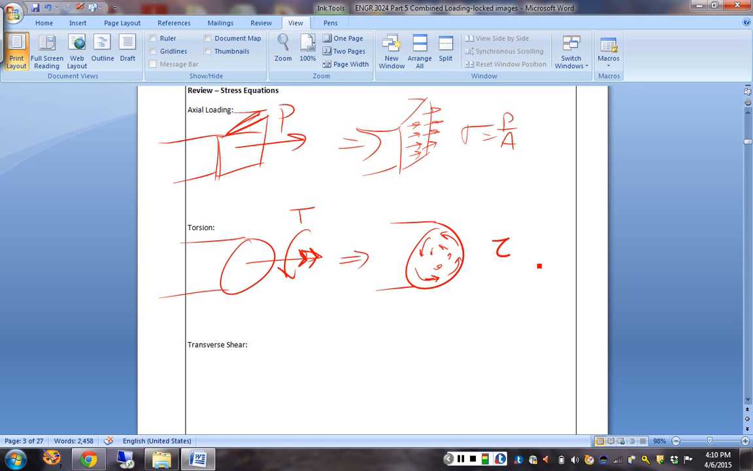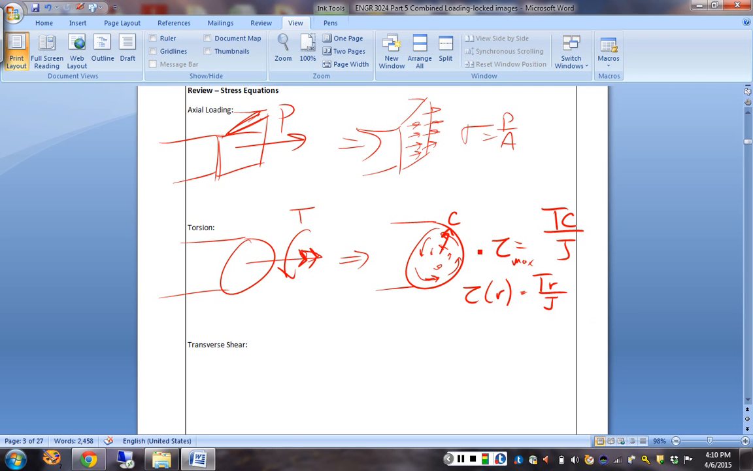So we have a shear stress, and the maximum value is TC over J, where C is the distance from the center to the outer surface. Generally, at any location, tau as a function of radius is TR over J. So the difference between the R and the C is just that the C is all the way at the outside. All right.